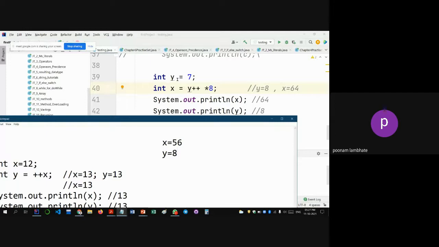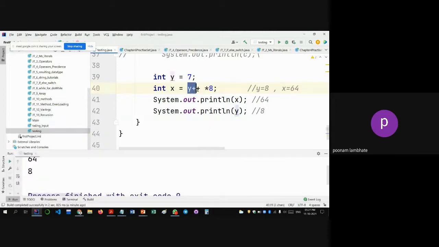So y is equal to 7. That is okay. Now y plus plus means it is a post operation, which means afterwards you have to increase the value. So first you use the current value of y. That means y plus plus is nothing but it will get replaced with 7. 7 8s are 56. So x will become equal to 56. And y value will be what? You use the current value. Now you have to increment. So y will become 8. Okay, so 56 and 8.